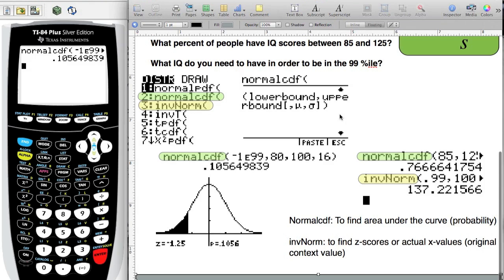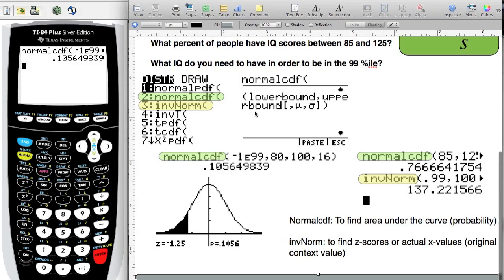All right, the last question is a bit different. What IQ score? Notice how I changed the question. It's not what percentage, but what IQ score. Well, that's the original units of the problem, IQ scores. So immediately you've changed the problem. I'm not looking for an area under the curve or a percentage. I'm looking for an original X value that I would type in. The X values that I typed into this problem were 80, 85, and 125. So I have to change my method.